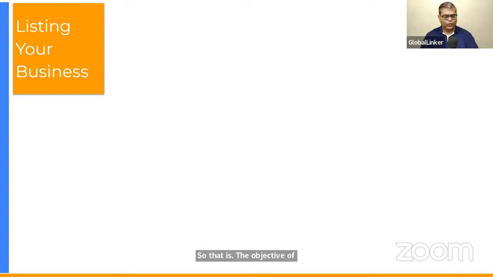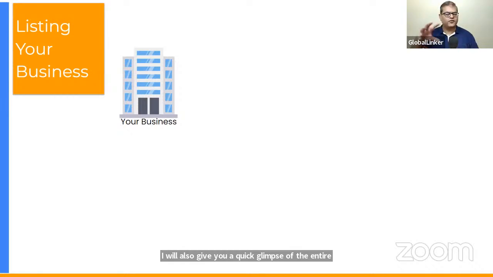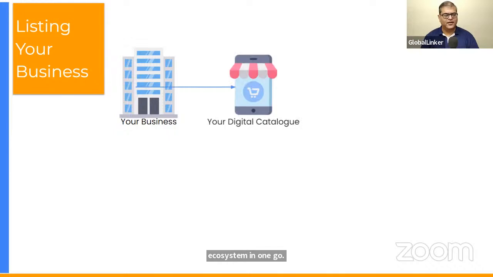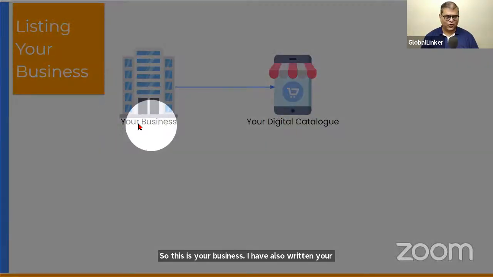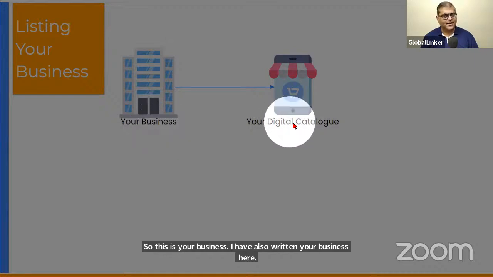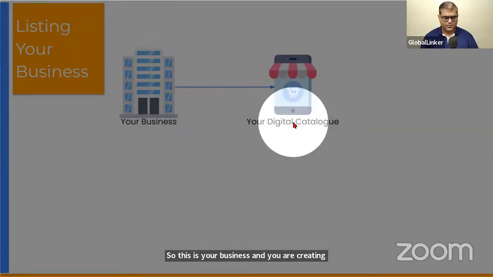Now, I will also give you a quick glimpse of the entire ecosystem, because it is a very large ecosystem that you are now going to become part of. And that is where sometimes it is difficult to understand the entire ecosystem in one go. So I'm going to explain that on this slide very quickly. So this is your business. I've also written your business here. So this is your business, and you are creating a digital catalog, your own digital presence.